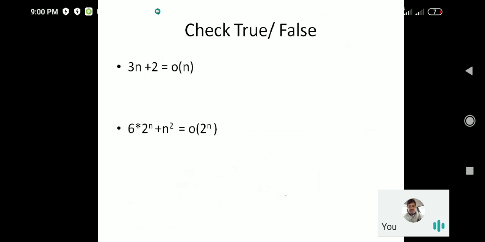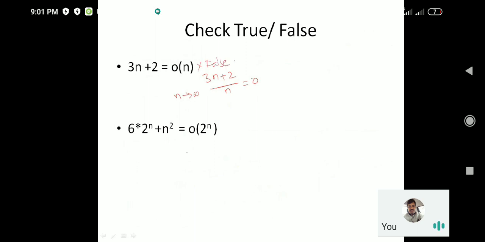Now we have to check whether these are true or false. So (3n+2)/(3n+2) is equal to small o of n. So can we say that (3n+2)/n is equal to 0 as n tends to infinity? This will not be 0. So this is false.